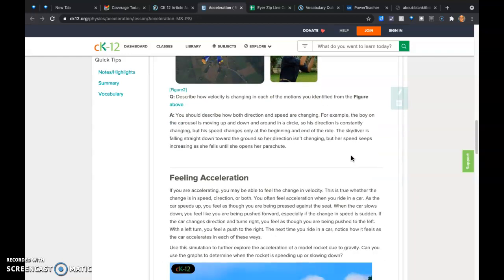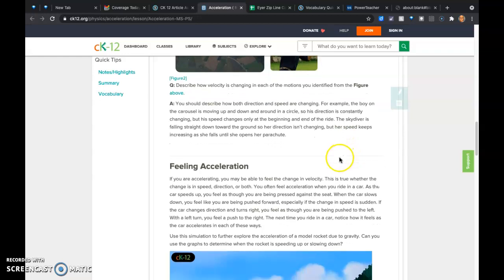Question: describe how velocity is changing in each of the motions you identified from the figure above. Answer: you should describe how both direction and speed are changing. For example, the boy on the carousel is moving up and down and around in a circle, so his direction is constantly changing. But his speed changes only at the beginning and end of the ride. The skydiver is falling straight down toward the ground, so her direction isn't changing, but her speed keeps increasing as she falls until she opens her parachute.